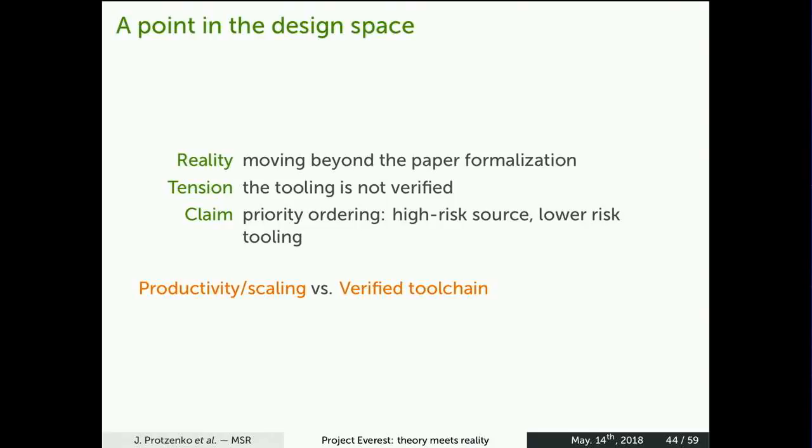You have a big project, you really want to have some programmer productivity, and you have to move beyond the paper formalization. Right now, the tooling is not verified. The Kremlin compiler is not verified yet. And perhaps my claim here is that there's a priority ordering, and the most pressing concern is verifying the source code, and perhaps verifying the tooling can come later. So there's a compromise here between scaling up the productivity of people who verify in F-star versus expending some time and effort on verifying our toolchain.